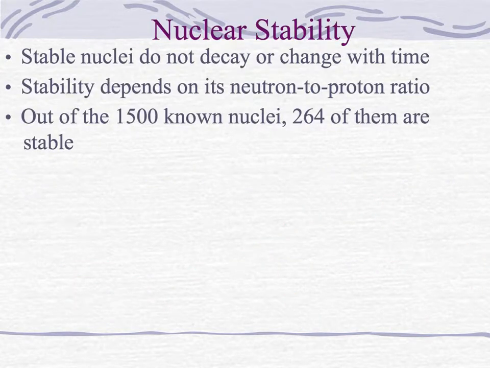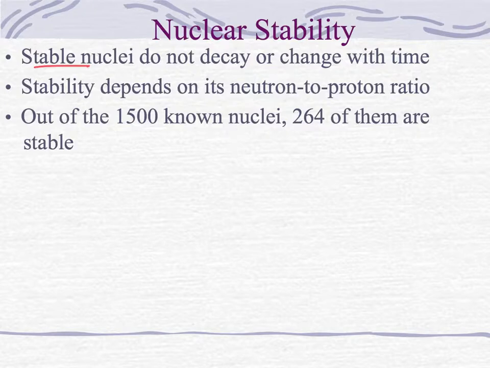Okay, we are going to talk more about nuclear stability. Once again, remember, the stability of the nucleus depends on the ratio between protons and neutrons. If it's already stable, it doesn't need to decay or transform into something more stable. It's not necessarily going to change over time. It is only the radioactive or the unstable nuclei that will actually transform over time.